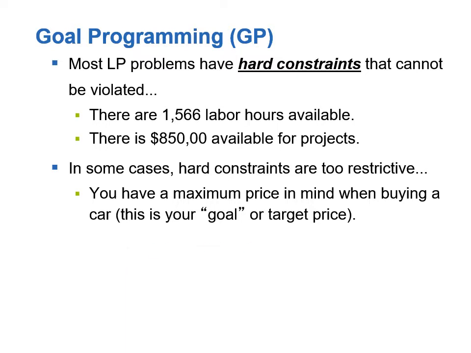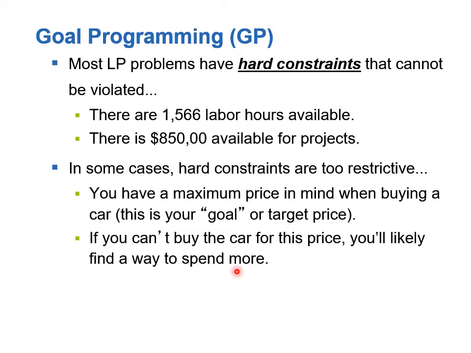Okay, you can exceed that value. So these kinds of restrictions are called soft constraints. These are target values or goals. That's why this approach is named goal programming. So we want to achieve these target values as much as possible, but if we cannot, then we are allowed to exceed them as well.